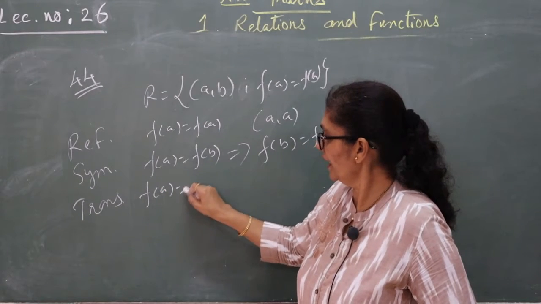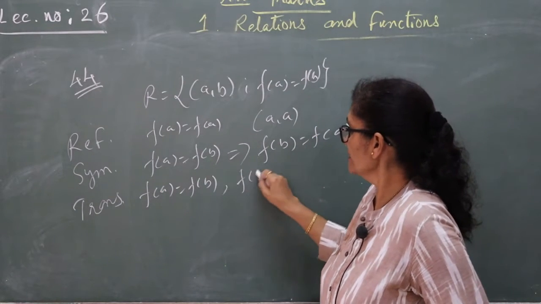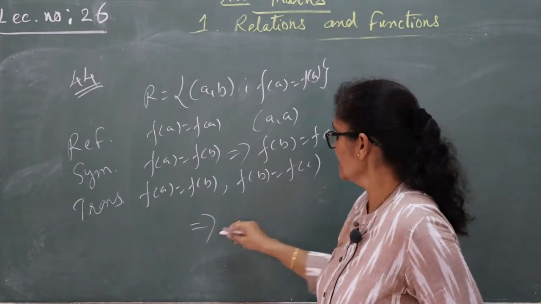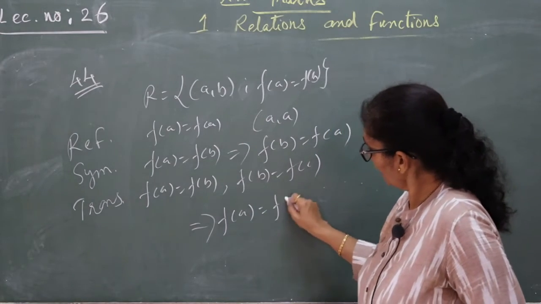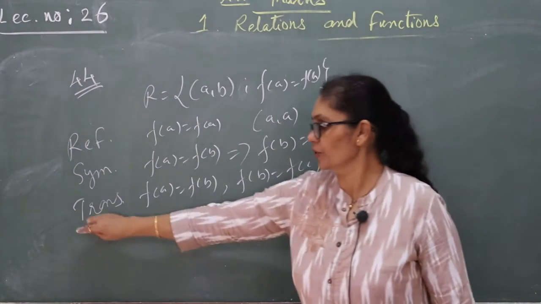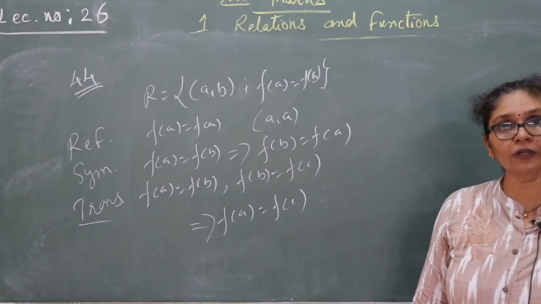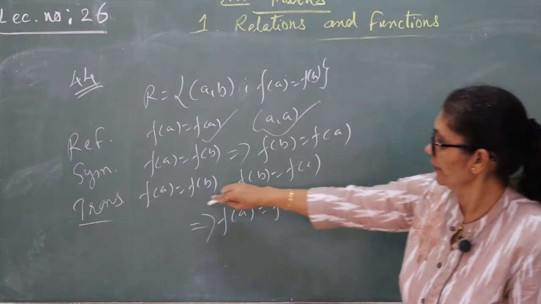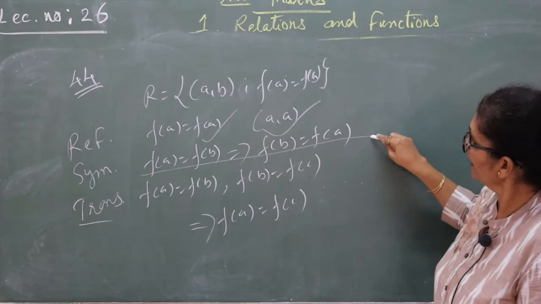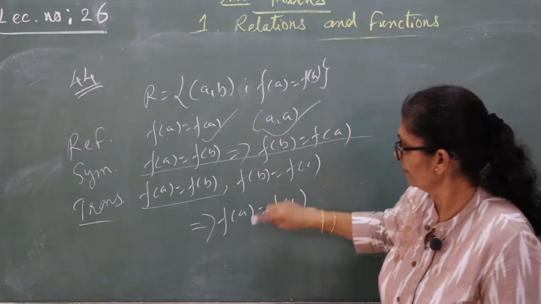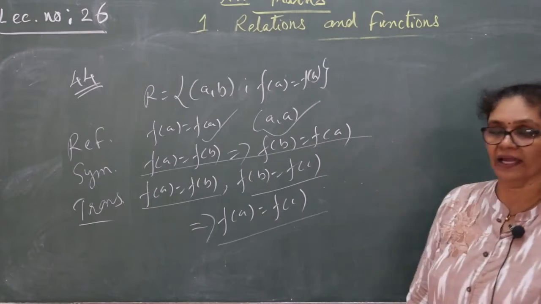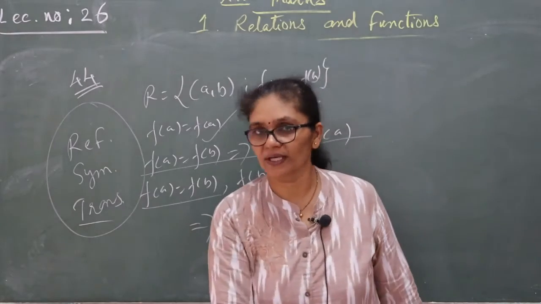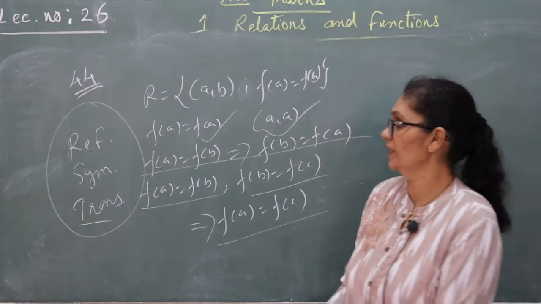Now if f of A and f of B are the same, and second result f of B and f of C are also the same, then from these two results we can say f of A and f of C are also the same. So this is your transitivity. Now we have proved all three results. Reflexive, because f of A and f of A; symmetric, f of A, f of B same, f of B and f of A also same; transitive, if B and C are equal, then A and C are also equal. We have proved all three properties, so from this you can say this relation is an equivalence relation.